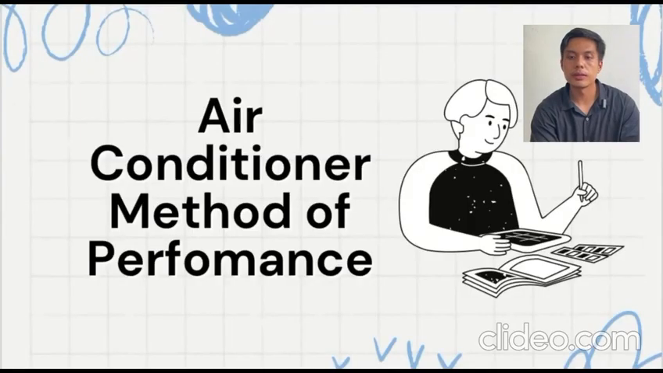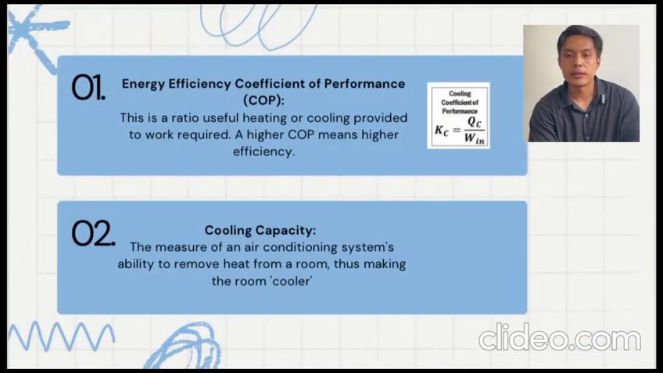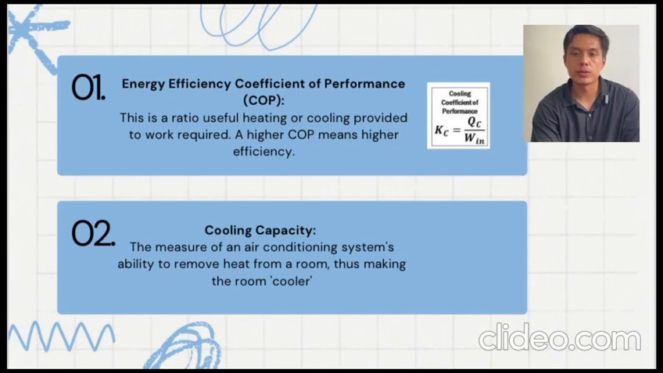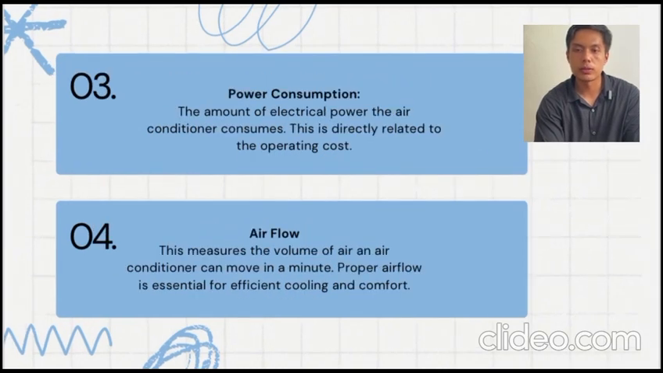Air conditioner methods of performance. First, energy efficiency, coefficient of performance (COP). This is the ratio of useful heating or cooling provided to work required. A higher COP means higher efficiency. Second is cooling capacity, the measure of an air conditioning system's ability to remove heat from a room, thus making the room cooler. The third one is power consumption, the amount of electrical power the air conditioner consumes. This is directly related to the operating cost.